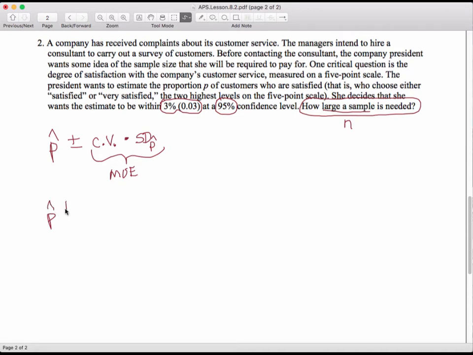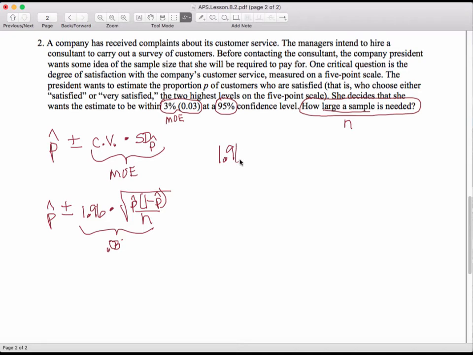Well, if you think about what we're going to be using, it's going to be p hat plus or minus 1.96 because we're doing 95% confidence times the standard deviation formula, which is going to be p hat times 1 minus p hat all over n. So how are we going to write a formula somehow algebraically so we can solve for n and figure that out? Well, the other thing they gave us, remember, was the margin of error. The margin of error is this piece right here. This piece right here is 0.03. So that means we can just set that little suffix equal to 0.03, and we've got ourselves an algebraic equation that we can solve for n.